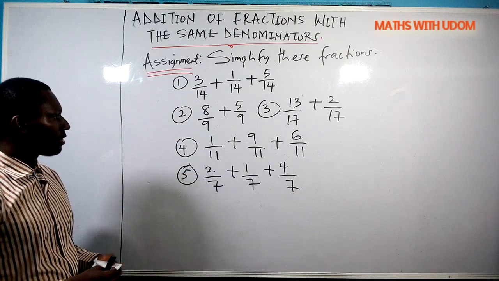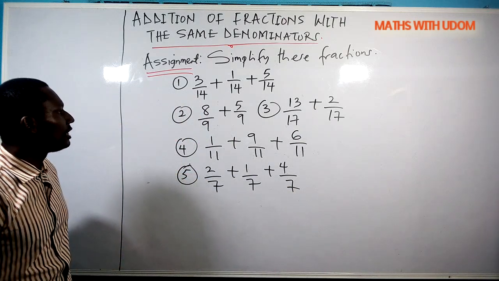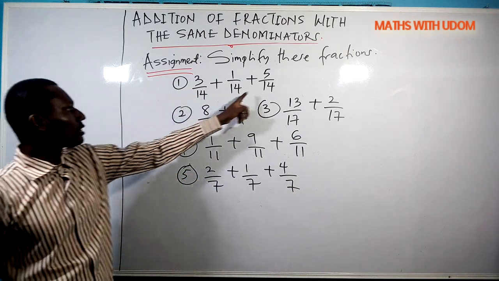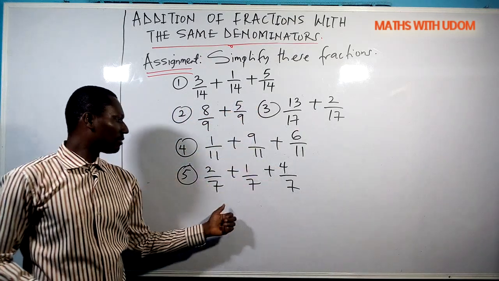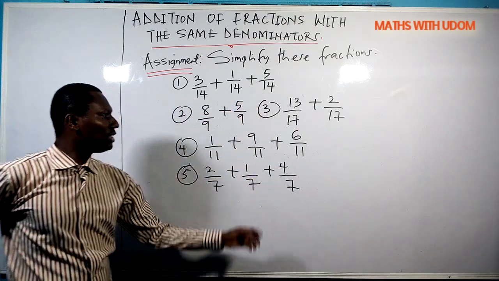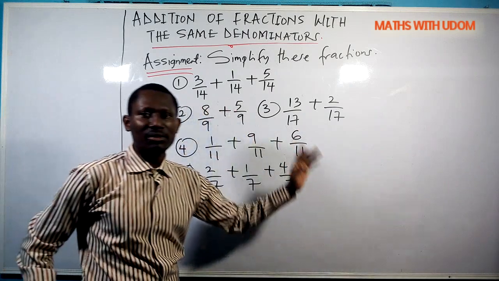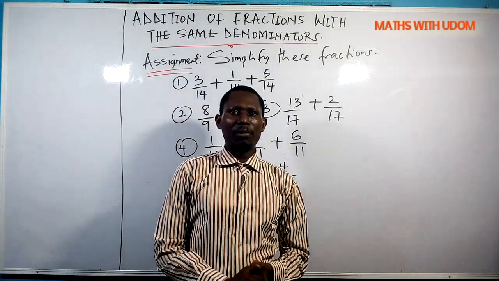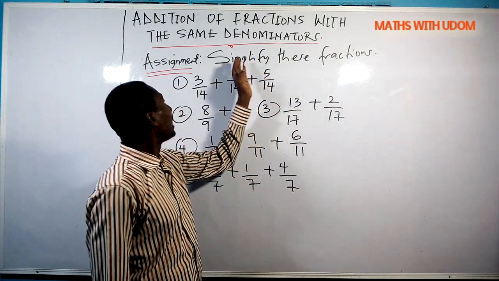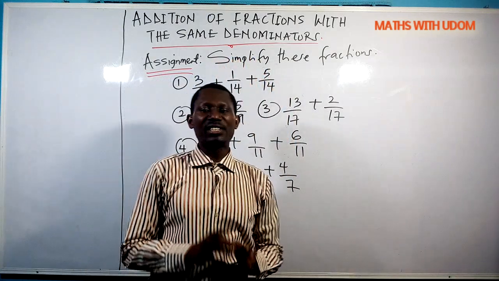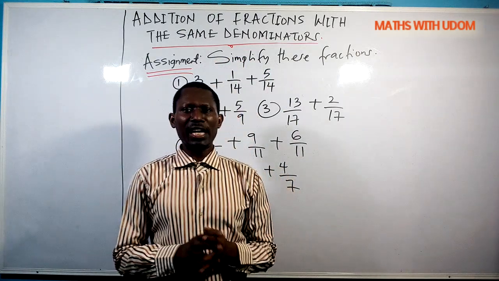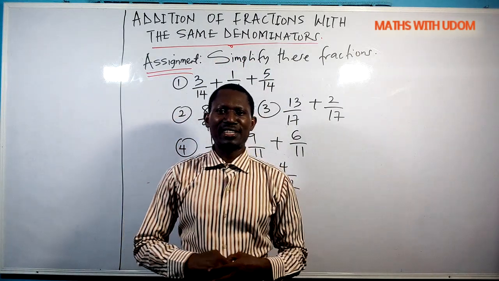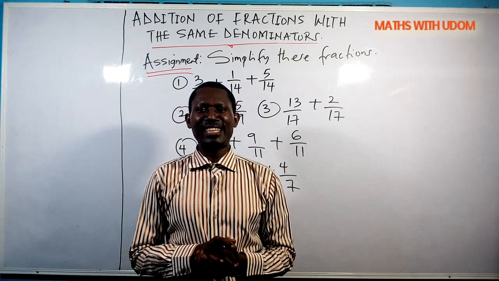So you can see that all these fractions have the same denominator: 14, 14, 14, 9, 9, 17, 17, 11, 11, 11, 7, 7, 7. So these are your assignments, under addition of fractions with the same denominators. Is that okay? So we have come to the end of today's class, which is very exciting, interesting, and educative.